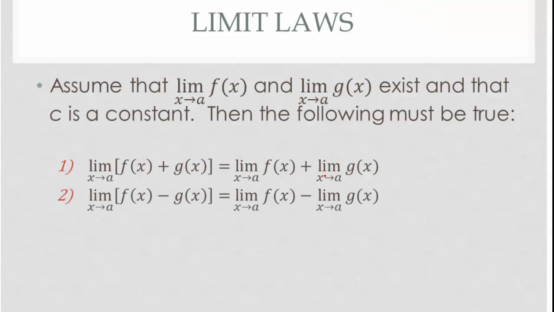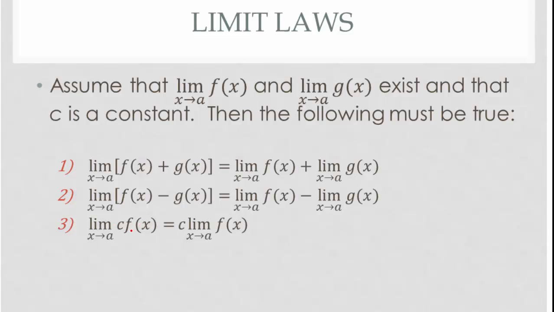The second limit law says basically the same idea, only instead of adding the two functions, you're subtracting. On the left side, we are subtracting the functions first, then taking their limit, whereas on the right side, we're taking the two limits, finding their value, and subtracting the numbers instead. So the sum of the limits is equal to the limit of the sums, essentially, or differences.